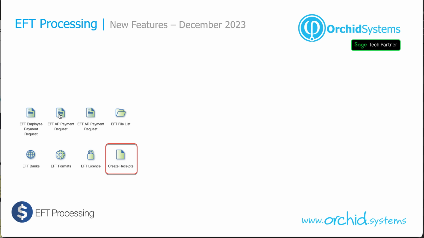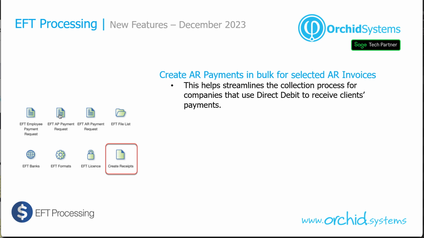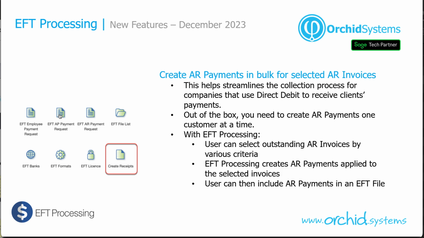The next major new feature of the December 2023 release of Orchid's EFT processing is the ability to create AR payments in bulk for selected AR invoices. This helps streamline the collection process for companies that use direct debits to receive clients' payments, because out of the box, you need to create your AR payments one customer at a time in Intacct. With EFT processing, you're able to select outstanding AR invoices by various criteria. So EFT processing will then create AR payments applied to the selected invoices, one payment per invoice, and the users can then include the AR payments in an EFT file.